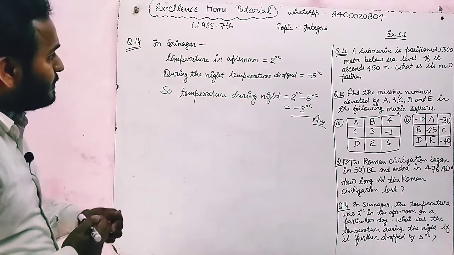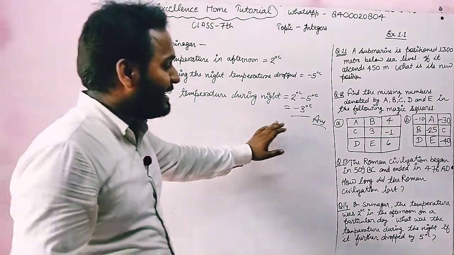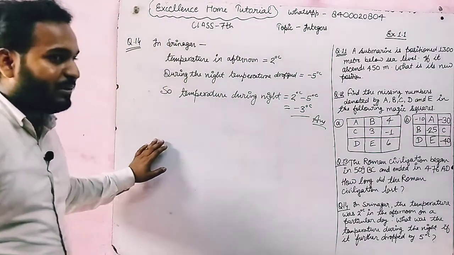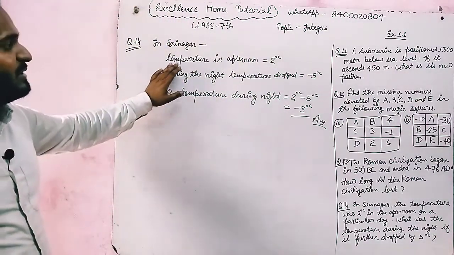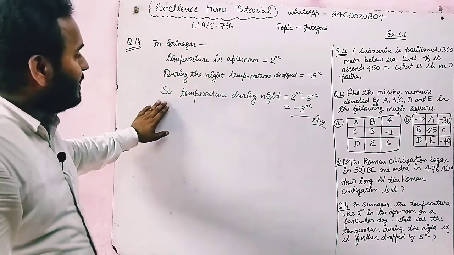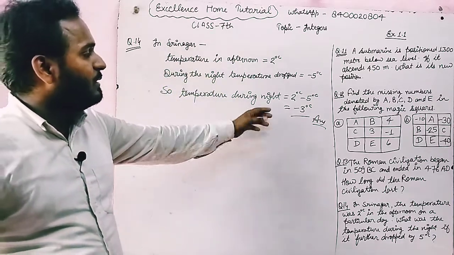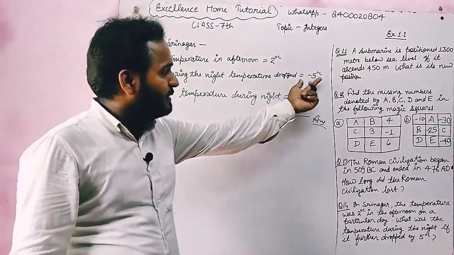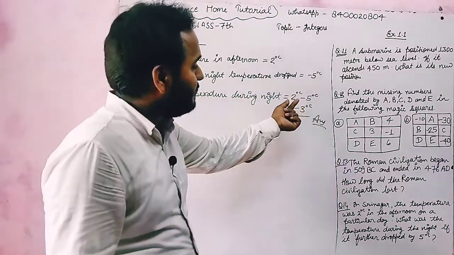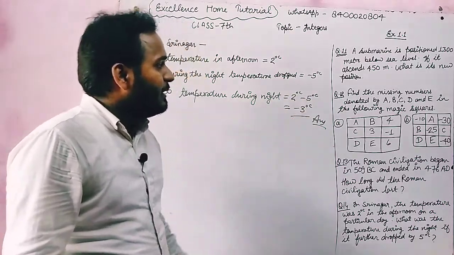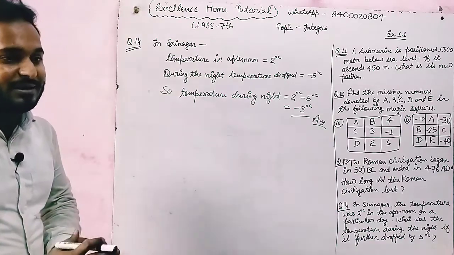So this is question number 14, which is the last question of this solution. So in Srinagar the afternoon temperature is 2 degrees Celsius, dropped by 5 degrees Celsius, and for the temperature during night, after the drop, we have to subtract 2 degrees Celsius minus 5 degrees Celsius, that is minus 3 degrees Celsius.